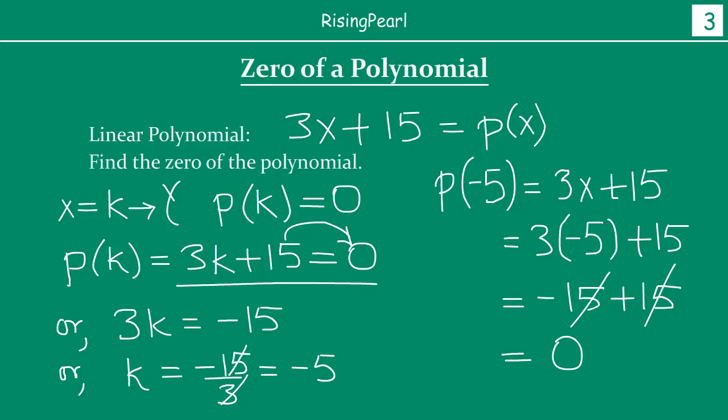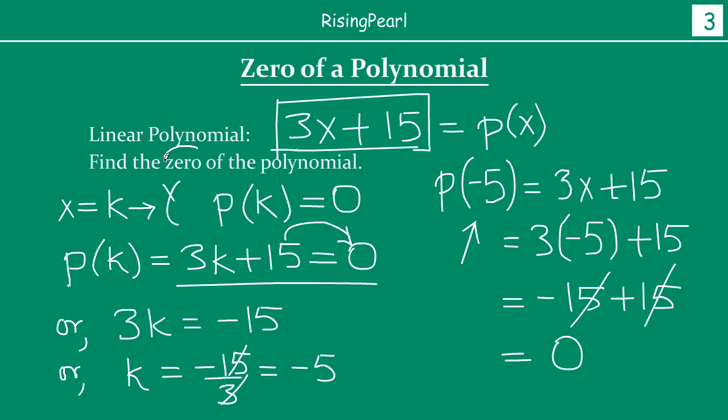So again, the value of the variable for which the value of the polynomial becomes 0, that particular value of the variable is called the 0 of the polynomial. So in this case, minus 5 is the 0 of this polynomial, because at x equal to minus 5, this polynomial becomes 0.